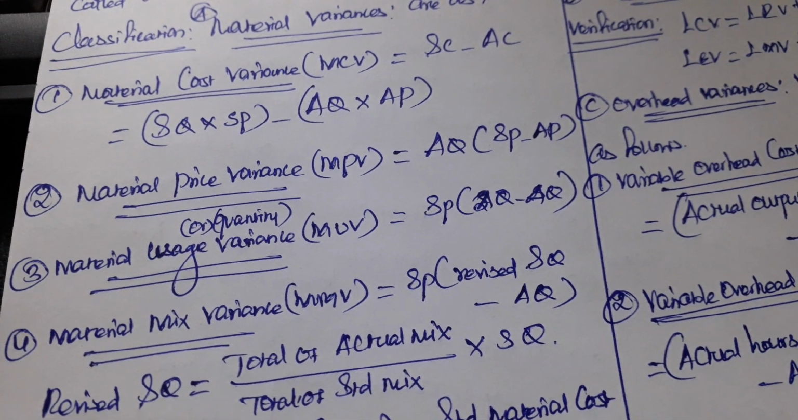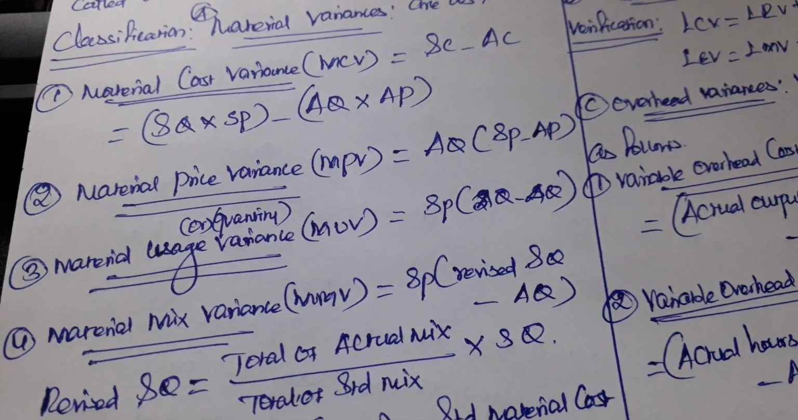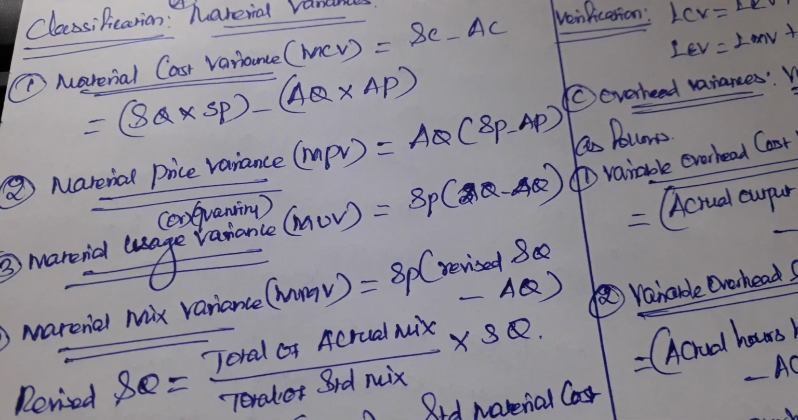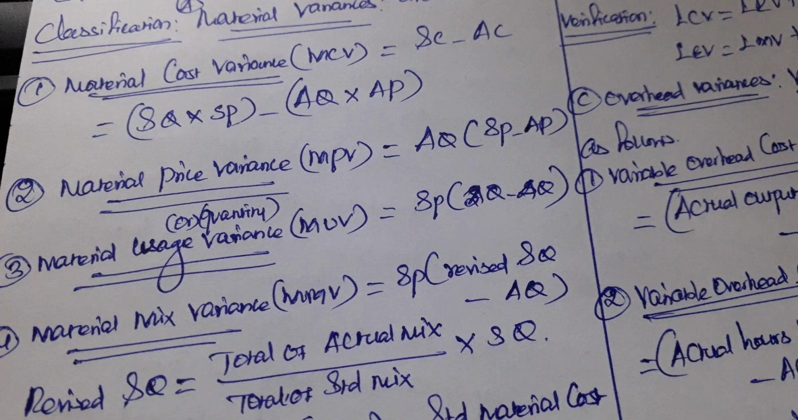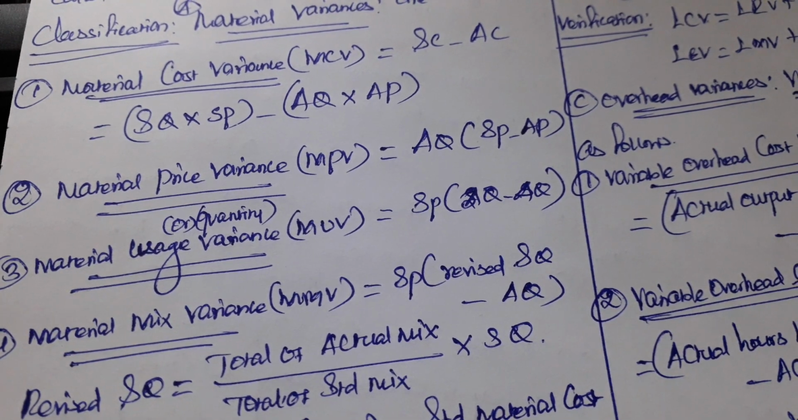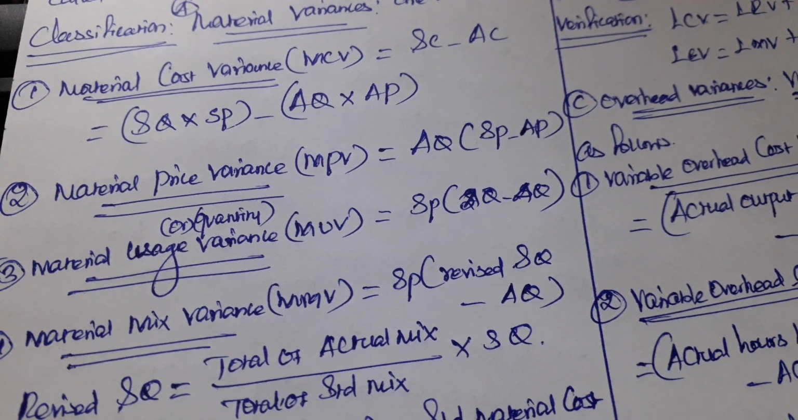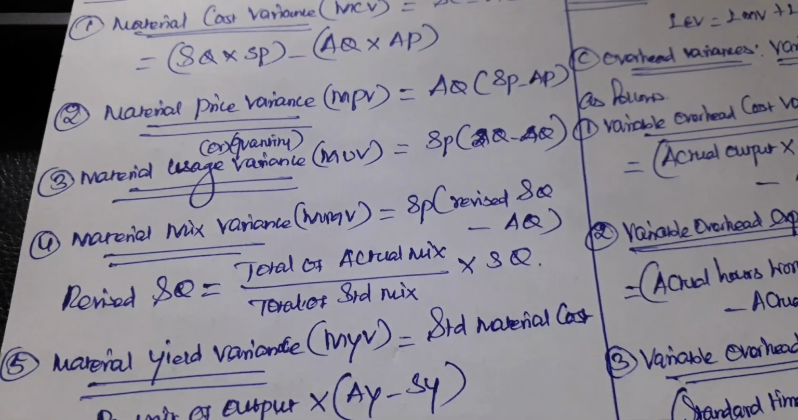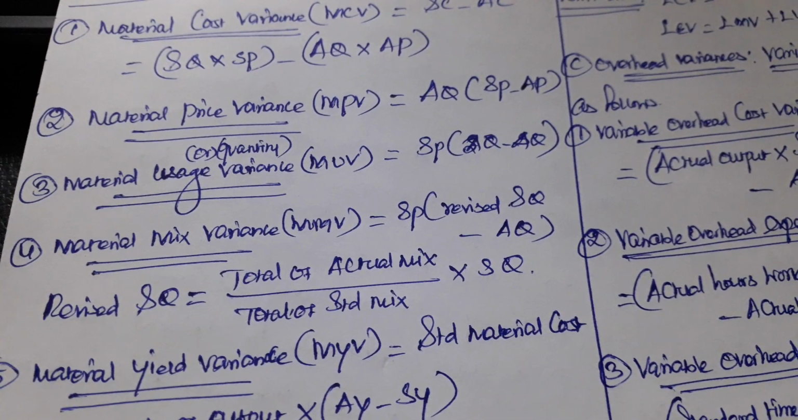Next is the material usage variance. Sometimes it is also called the material quantity variance. To find out the material usage variance, we can use the formula: standard price into standard quantity minus actual quantity. Next is material mix variance.